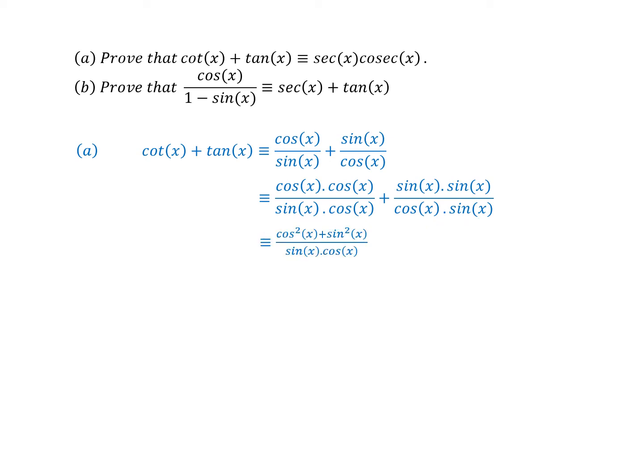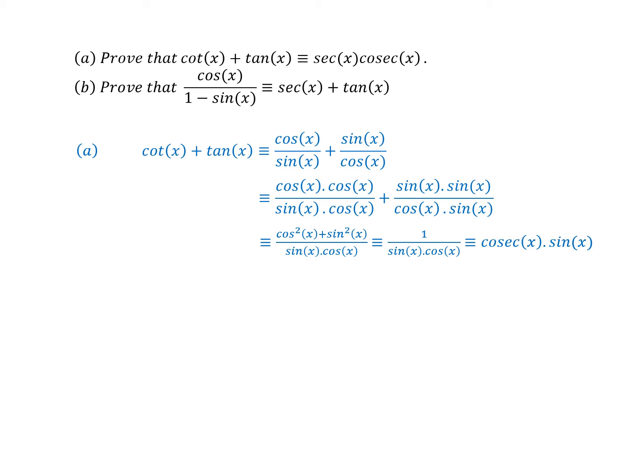And when I add them together, I get cos x times cos x, which is cos squared x, sin x times sin x, which is sin squared x. And hopefully you can recognize that cos squared x plus sin squared x is 1. That's a famous Pythagorean trig identity. So this is 1 over sin x times cos x, and then 1 over sin x is cosec x, and 1 over cos x is sec x. So that's what we were trying to prove.